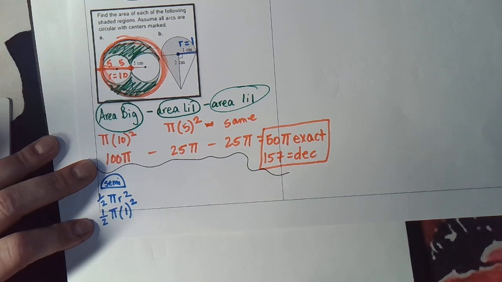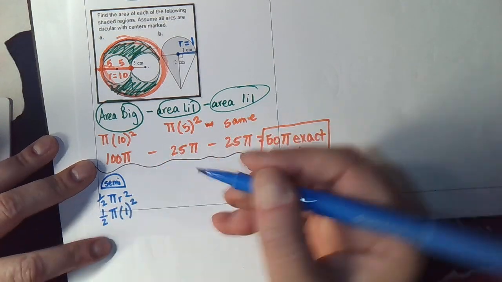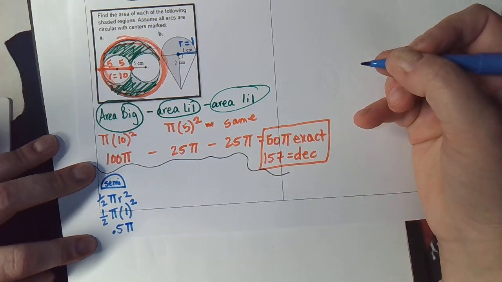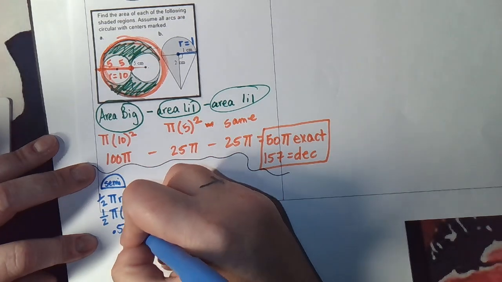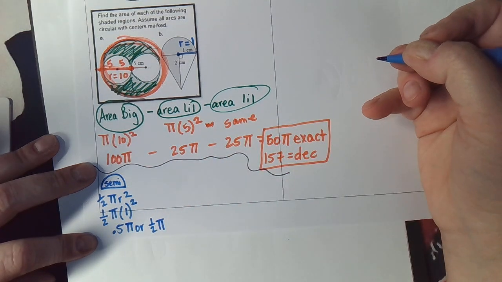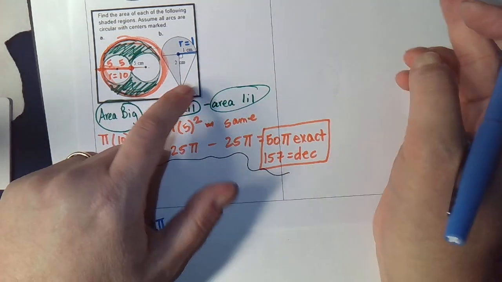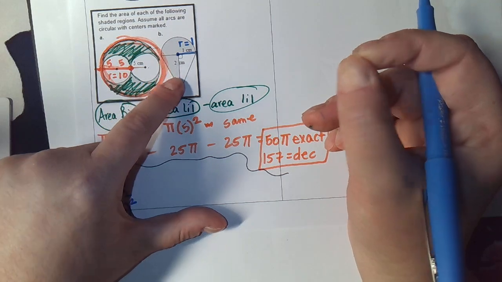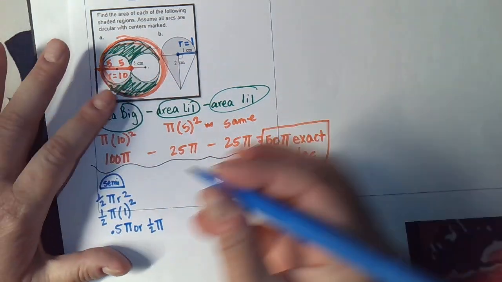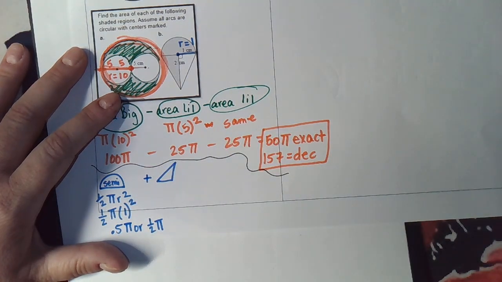So we're going to have 1/2 pi parentheses 1 squared. And then let's multiply all the numbers together. 1 squared is 1 times 1/2 is 0.5 pi, or half pi. All right. So now we need to find the area of this triangle, and we're going to add it. So let's find the area of this triangle.